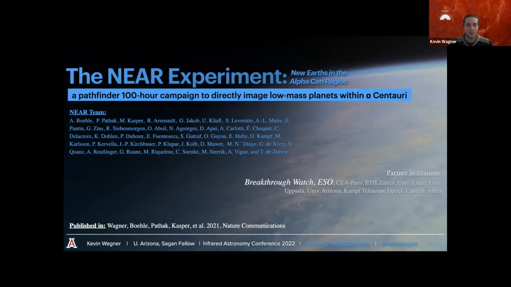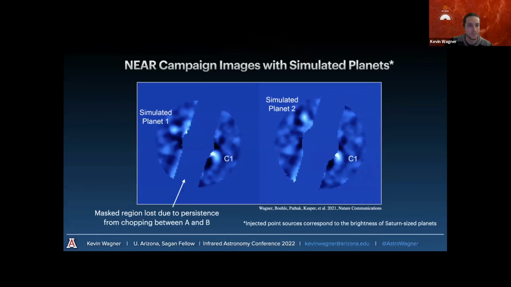NEAR was rather unique in that it was sponsored by both the private sector Breakthrough Foundation as well as ESO, and more than 40 people contributed their time and expertise into making the project a success. And I'm happy to see several of these people also here at this conference. The experiment was completed in 2019 and the results were published last year in Nature Communications.